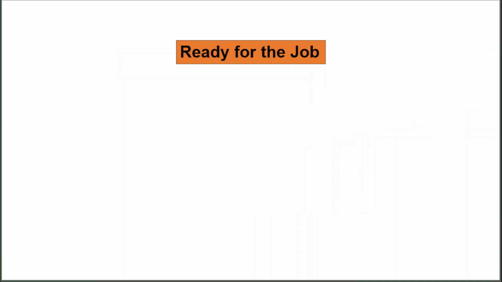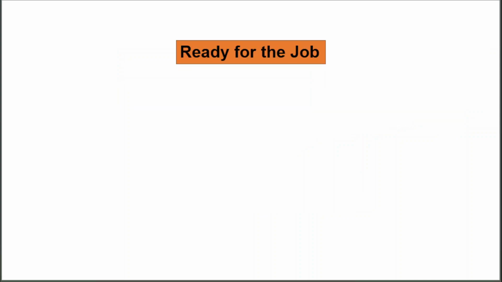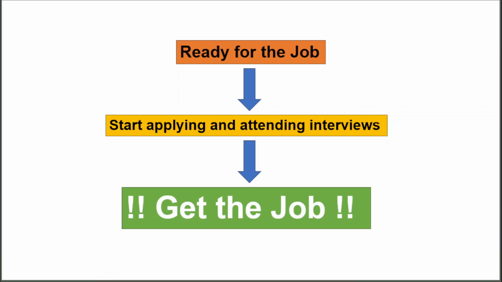That's it. So you have covered all the 20 steps to become a data engineer. You can start learning and practicing from step 1, and after a few months you will reach step 20. Then you are ready for getting a job. You can then start applying for jobs and attending interviews, and definitely after a few days you will get the job.